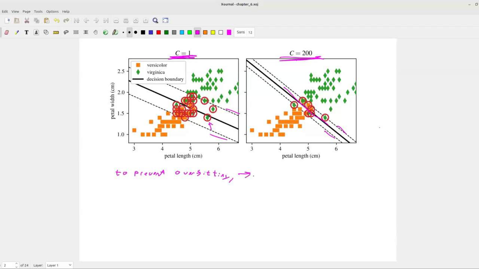You want to regularize your model, or increase regularization, which leads to a decreasing of your C value. Okay, so the smaller your C value is, the more regularized your model is. The more regularized your model is, the less likely you are to overfit.